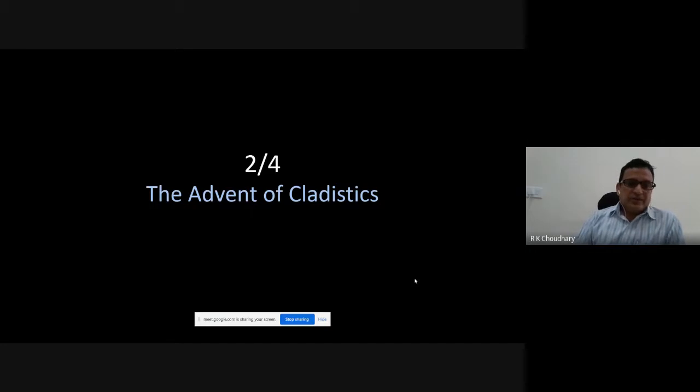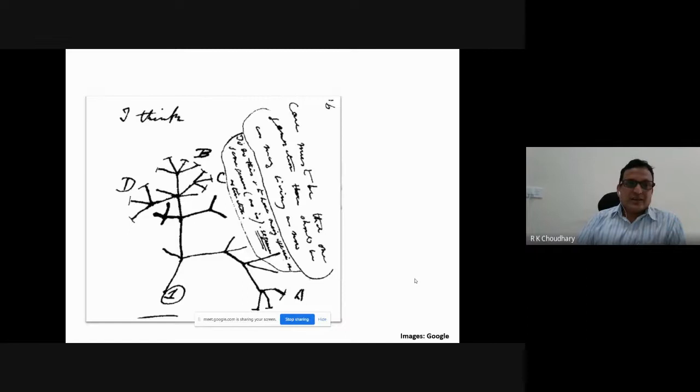Then how has the science of cladistics actually arrived? It is very interesting. I'm sure you have seen this illustration, though I don't know how many of you have. This is a very interesting phylogenetic tree, I would say, which was made by none other than the great Charles Darwin.